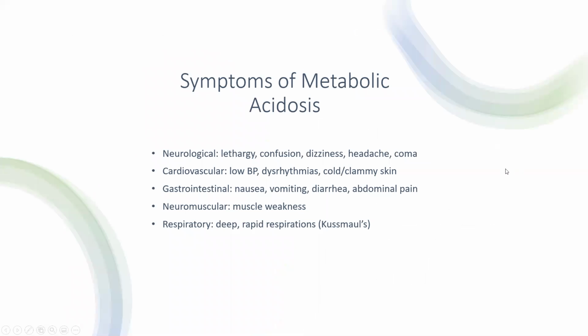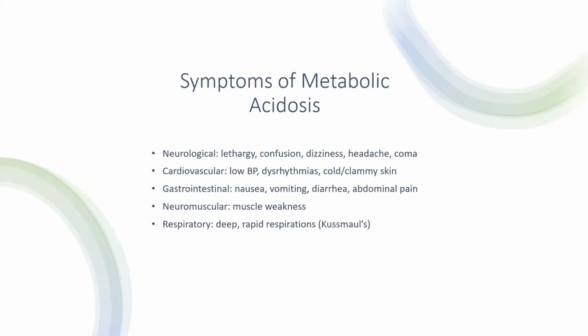So some symptoms of metabolic acidosis, again, lethargic, confused, dizzy, headache, coma. Hopefully you see a pattern happening here. Cardiovascular, low blood pressure, dysrhythmias, cool and clammy skin, because in respiratory acidosis, remember there's vasodilation. In metabolic acidosis, it becomes vasoconstriction. Nausea, vomiting, diarrhea, again, the abdominal pain. There will be muscle weakness.